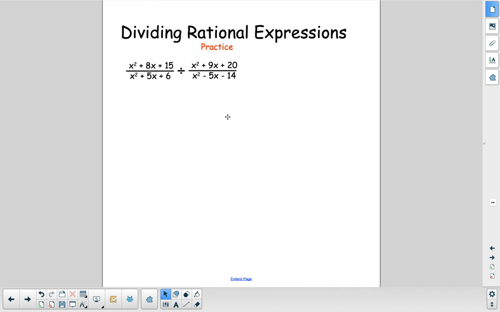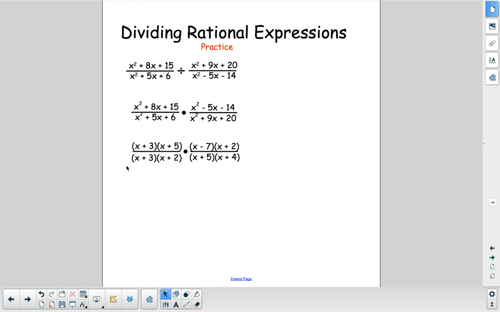Okay, so hopefully when you factored, first you keep the first fraction and then you flip this one, right? So you get the x squared minus 5x minus 14 in the numerator and the x squared plus 9x plus 20 in the denominator, and you change that to multiplication. And then when you factored, you should have gotten this, hopefully. And then when you cancel, let's see what cancels. My x plus 5 cancels. The x plus 3 cancels. And the x plus 2 cancels.